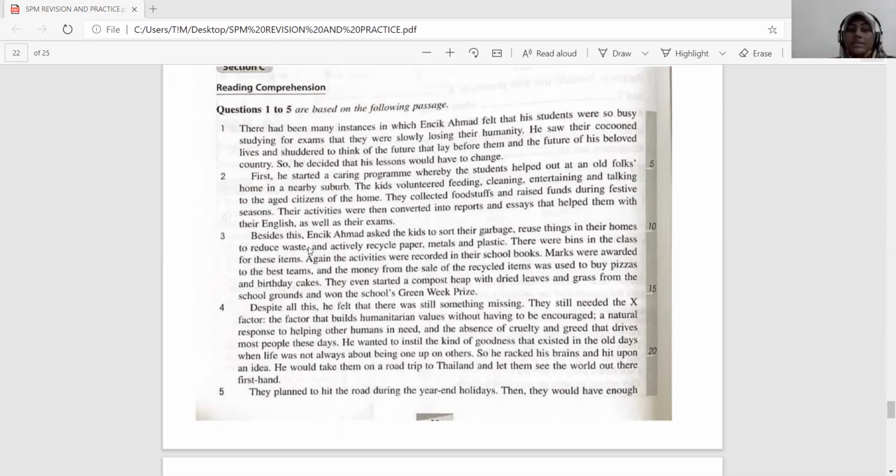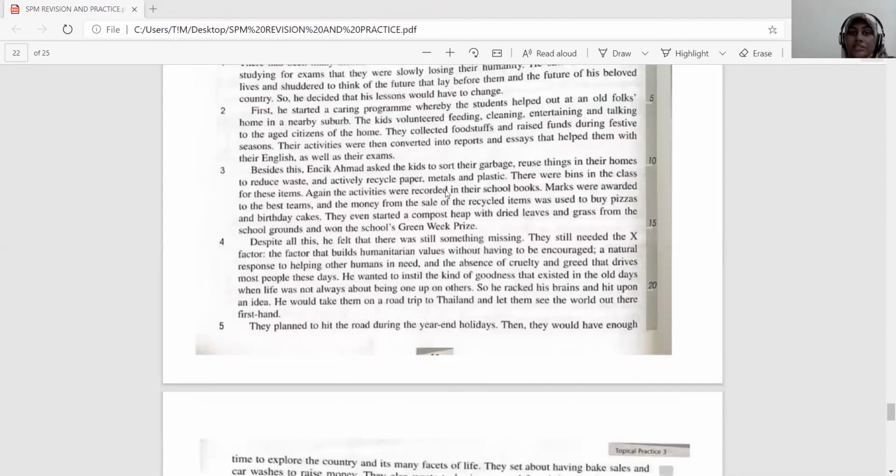Besides this, Encik Ahmad asked the kids to sort their garbage, reuse things in their home and to reduce waste. Now about recycling, they actively recycled papers, metal and plastic. There were bins in the class for these items. Again, the activities were recorded in the school book. Marks were awarded for the best team. And the money from the sale of the recycled items was used to buy pizza and birthday cake. They even started to compost a heap with dry leaves and grass from the school ground and won the school Green Week prize. So meaning the second activity was something to do with the persekitaran. First is people, second is the environment.